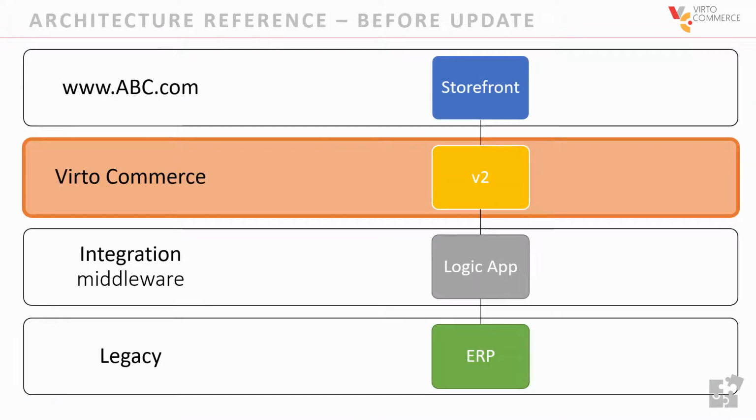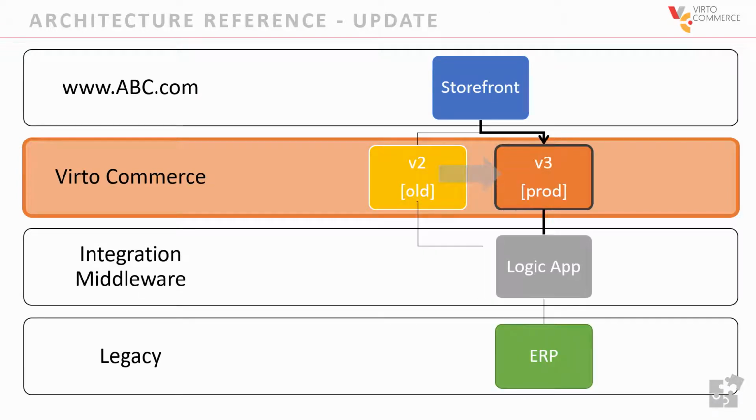Herewith the high-level architecture reference of the solution. Storefront based on Virto Commerce Storefront Kit and custom theme. Virto Commerce platform with out-of-box and custom modules. Logic app as integration middleware and isolated layer between Virto Commerce and ERP. Legacy ERP system. To apply the update, we prepared a new environment and planned to switch the storefront and logic app connection strings from version 2 to version 3, that's all.